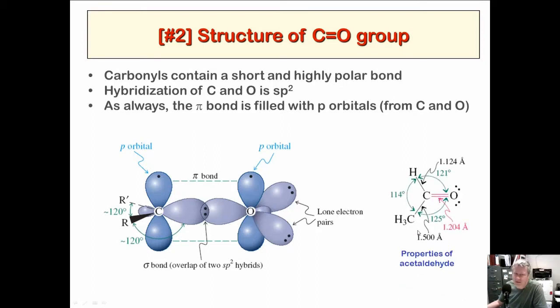This just shows some of the geometry. The double bond C=O is relatively short because you have two bonds relative to other bond lengths. A CH bond is actually kind of short also, but a CC bond is a little bit longer. And overall, the bond angles are roughly 120 degrees because it's sp2.